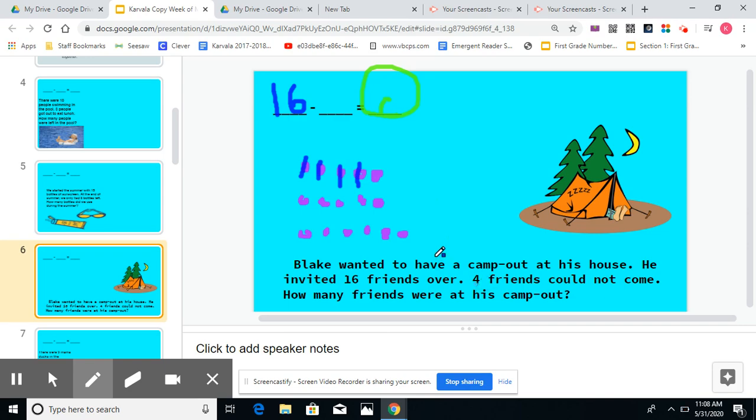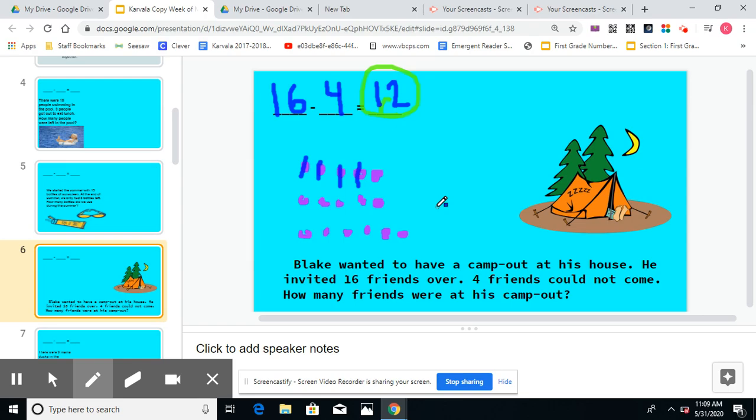So I'm going to take my 4 that we minused or subtracted and put that right here. So 16 minus 4, and we've got to figure out our answer. And let's count what was here that we had left. 1, 2, 3, 4, 5, 6, 7, 8, 9, 10, 11, 12 is my answer. That's the amount of friends who came to his camp out.